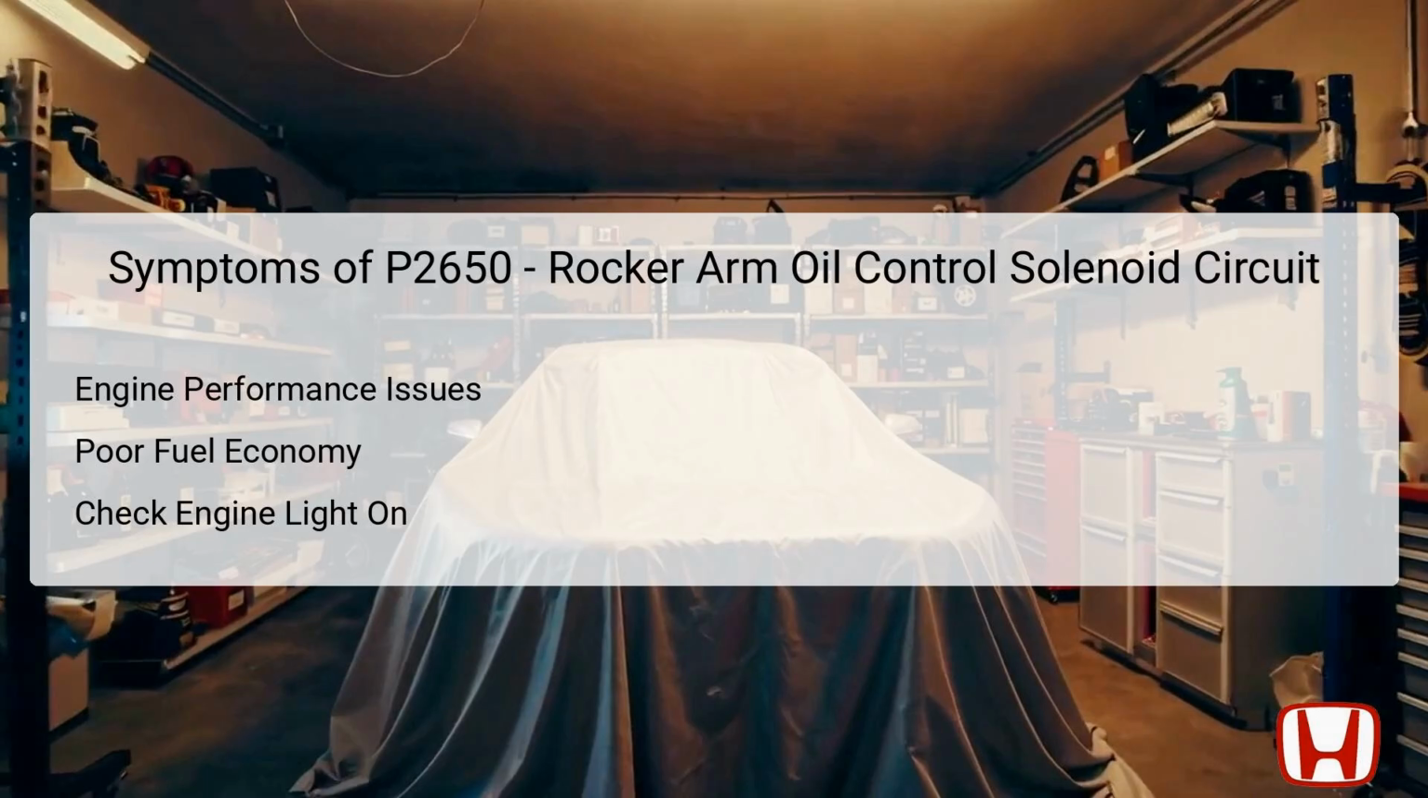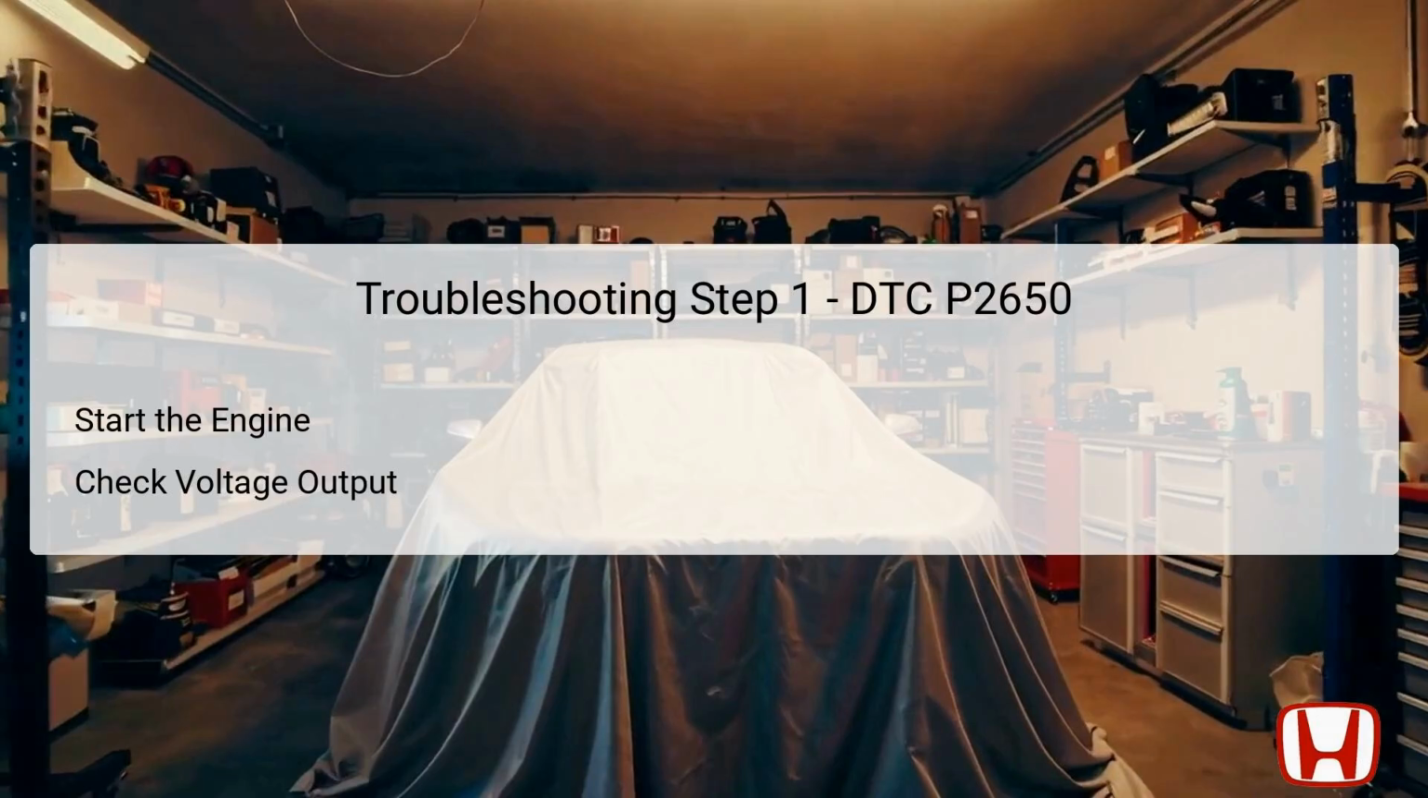Ignoring these symptoms can lead to further engine complications, making it imperative to diagnose and fix the root cause as soon as possible. The first step in troubleshooting the P2650 DTC is to start the engine and observe the voltage output from the rocker arm oil control solenoid. This is essential to ensure that the system is active and that the PCM is able to receive real-time data.